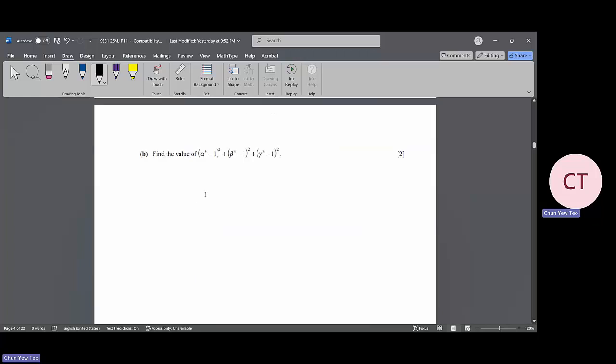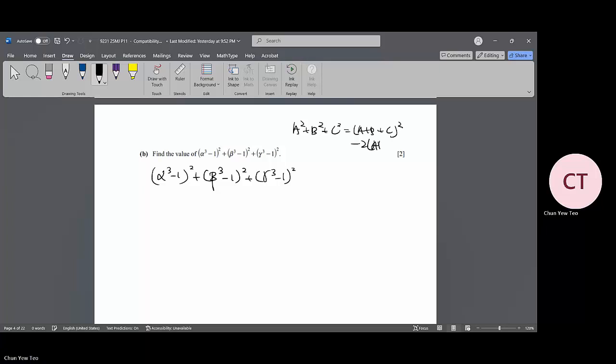Moving on, we have 2b. Find the values for these expressions over here. So what you need to do is just to use the formula, because we know that a squared plus b squared plus c squared is actually (a plus b plus c) squared minus 2 times (ab plus ac plus bc). So we will be using these relationships.